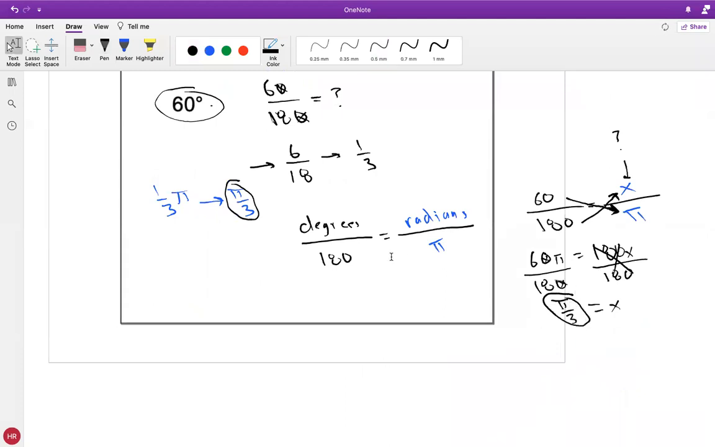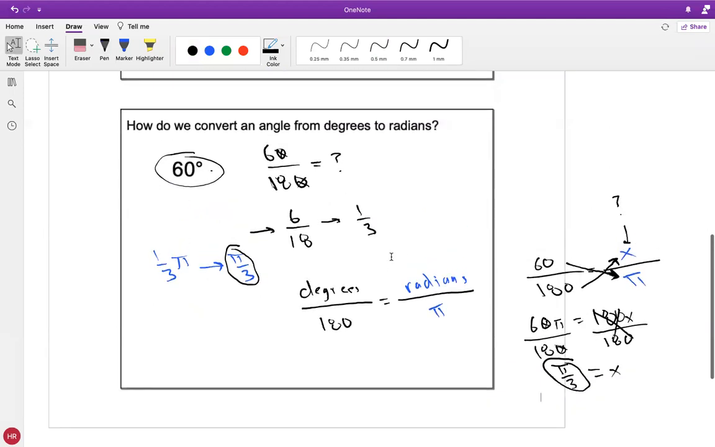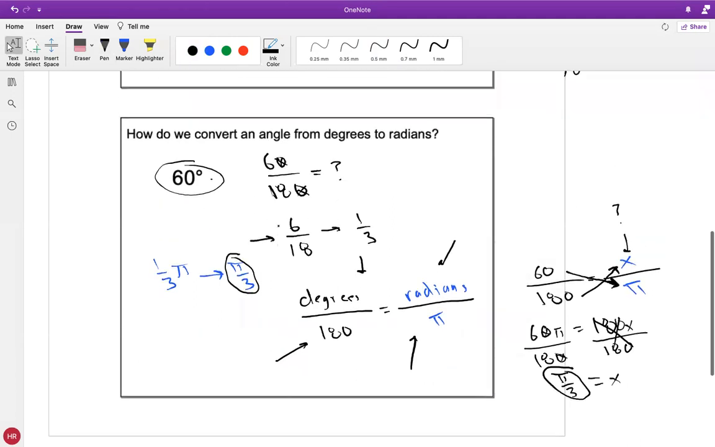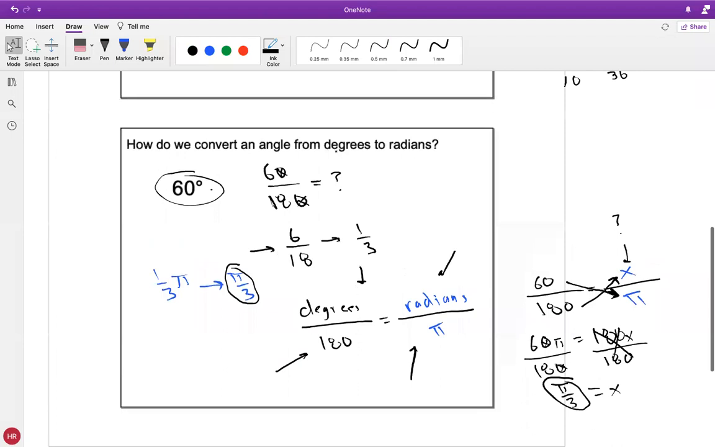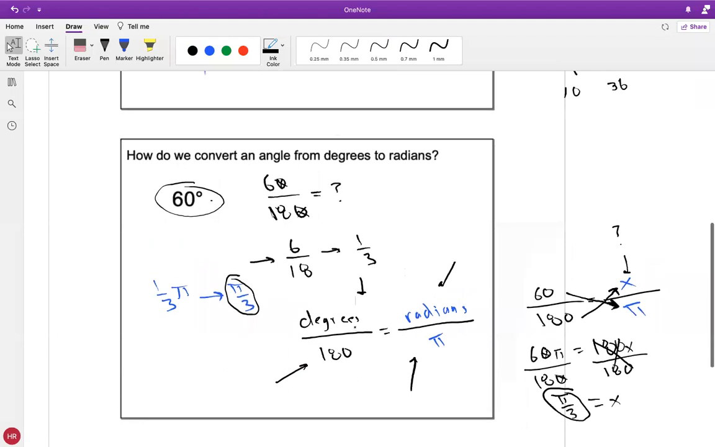So if you're looking for a good step-by-step process, I recommend you plug things into this proportion here and then solve for the thing that's missing. If you use this proportion, 180 is always going to go under degrees and pi is always going to go under radians. It's always how that works, every single time. This is a good method for converting degrees to radians, and I like it because it works both ways. Whether you're given radians or degrees, it always works.